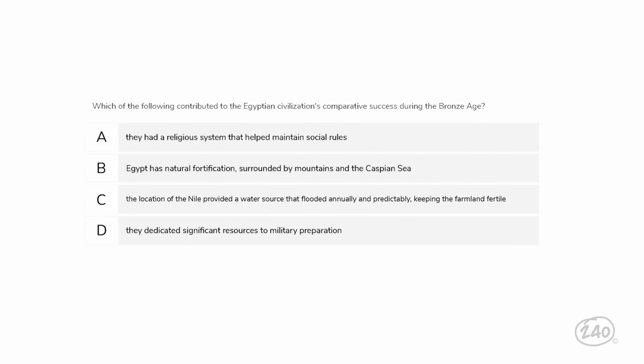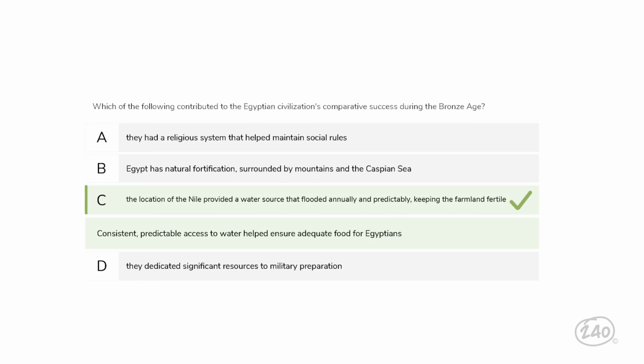Let's see one about history. We'll stick with the ancient civilizations theme that we touched on earlier. Which of the following contributed to the Egyptian civilization's comparative success during the Bronze Age? This is the one we want. Consistent, predictable access to water helped ensure adequate food for the Egyptians. Social studies pro tip, water is a big deal.